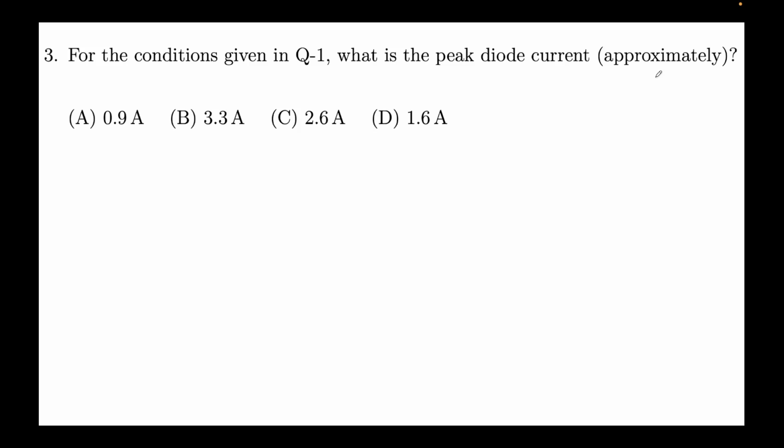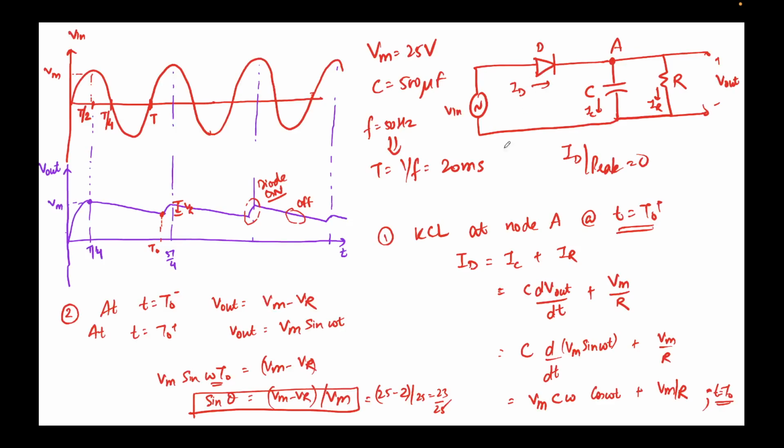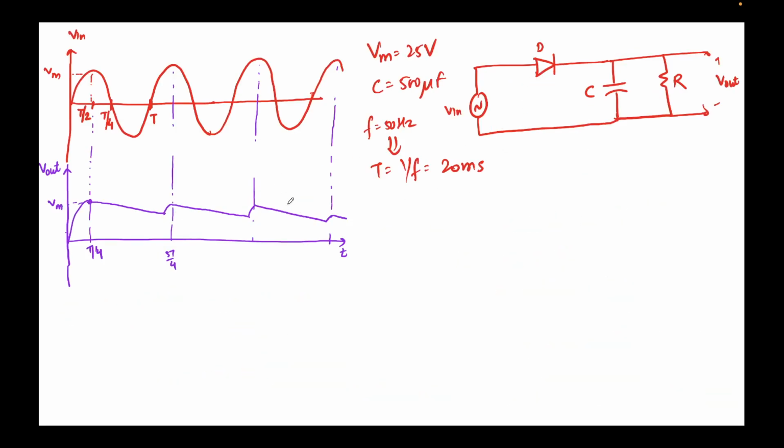We saw that the diode current turns on only for a fraction of the cycle, and that it peaks at the left edge, and then it drops. As we were discussing, ID will peak at this junction over here. So we are required to find ID peak. As we saw, the diode is conducting only in this region, diode on, and this is the discharging phase, so the diode is off in this whole region.